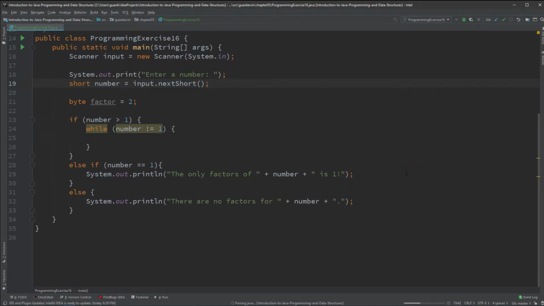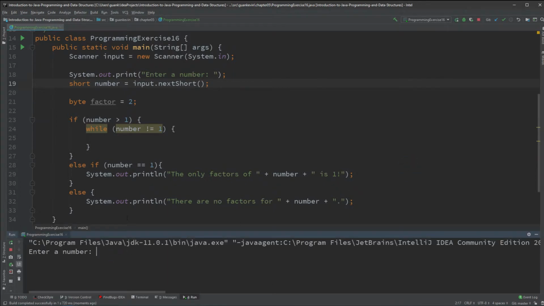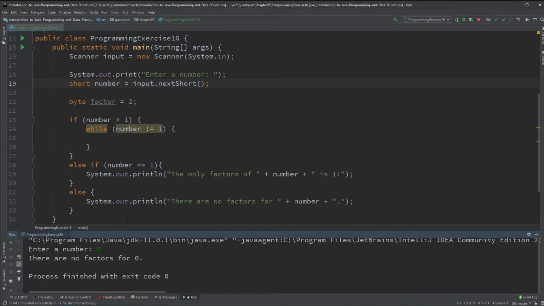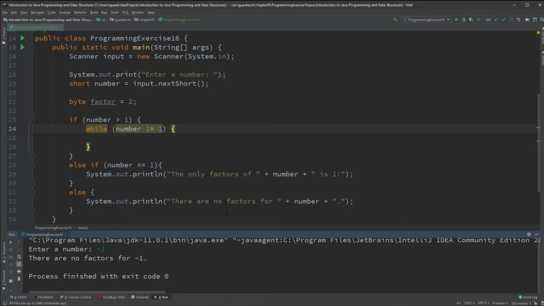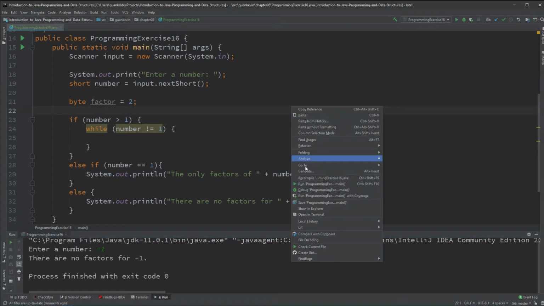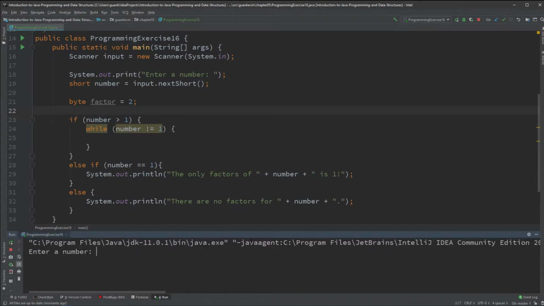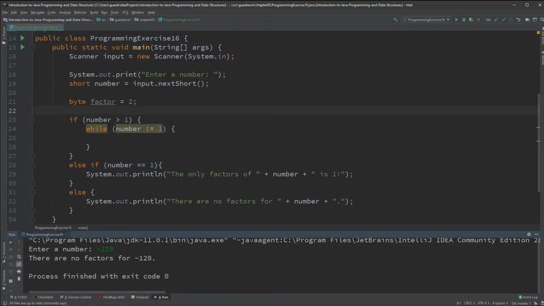So let's run that. We enter 0, and there are no factors for 0, right? Because what's going to go into 0? What's going to divide 0? 0 divided by 0, it's not a number. Negative 1, well, there are no factors for negative 1. Now here's the other case. What if we do negative 120? Well, there are factors for negative 120, but in this case, we're solving for positive numbers only. So let's solve for positive numbers only, and then we'll tackle that.